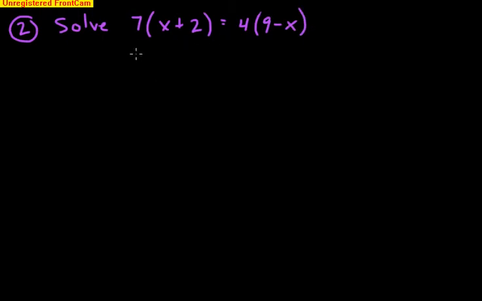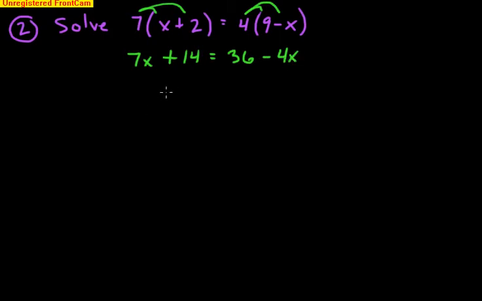Notice when you see the parentheses, you should look to distribute first, right? So in this problem, the 7 is going to go into the x and the 2. So we get 7 times x, which is 7x, and 7 times positive 2, which is positive 14. We do the same thing on the right side as well. The 4 goes into the 9 and the negative x. 4 times 9 is 36. And 4 times negative x is going to be a negative 4x.